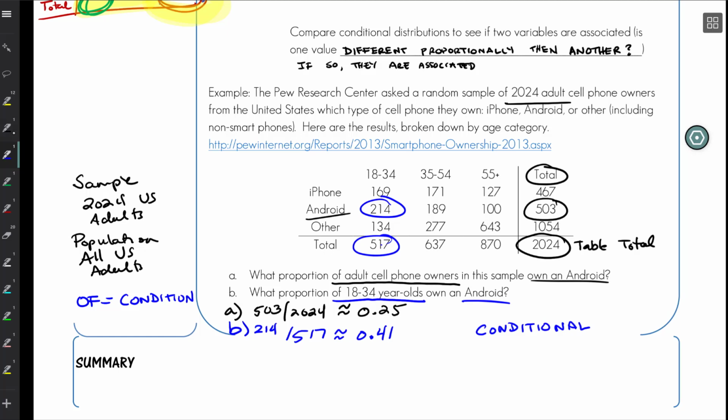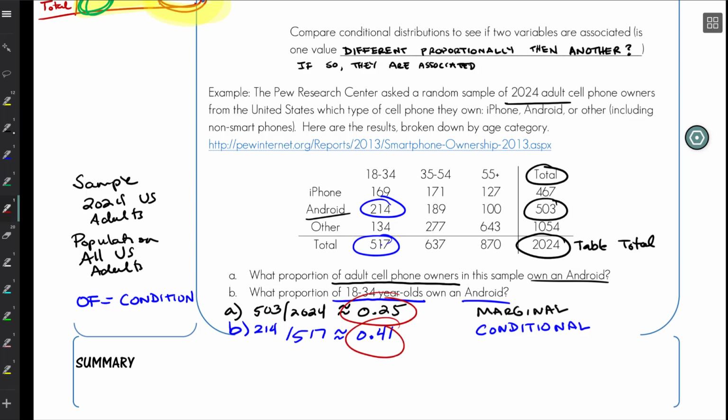The marginal distribution, however, we know it's a marginal distribution because both of the values of our fraction came from the margins, and our denominator was the table total. Now, how can we tell if these things are associated with each other? I can tell that these things are associated with each other by comparing these two things.